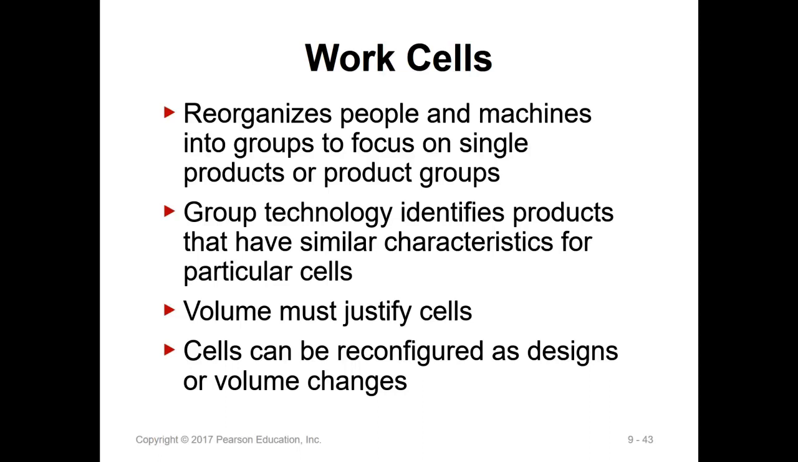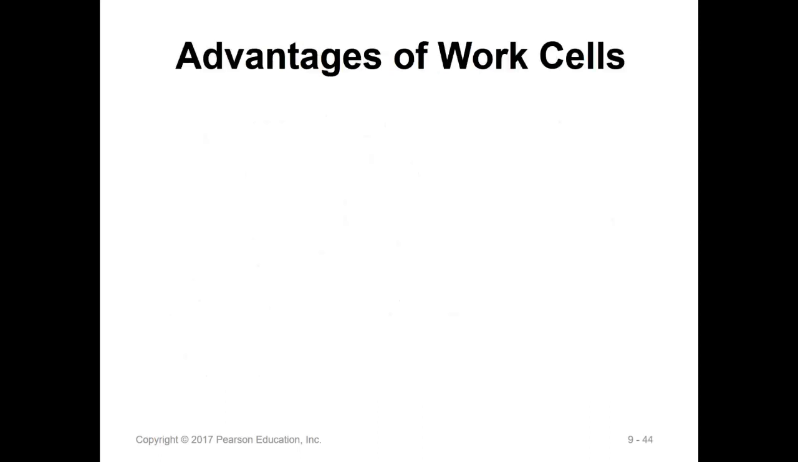And in order to use the work cell, we must justify the volume: how many pieces you are going to produce. The cells can be reconfigured as the design or volume changes. Because every time you move the machine or equipment, it is going to cost. So there must be some volume to justify that the reorganization is worth it. Otherwise, if your volume is very small, we cannot really use this technology. So there's a justification process.